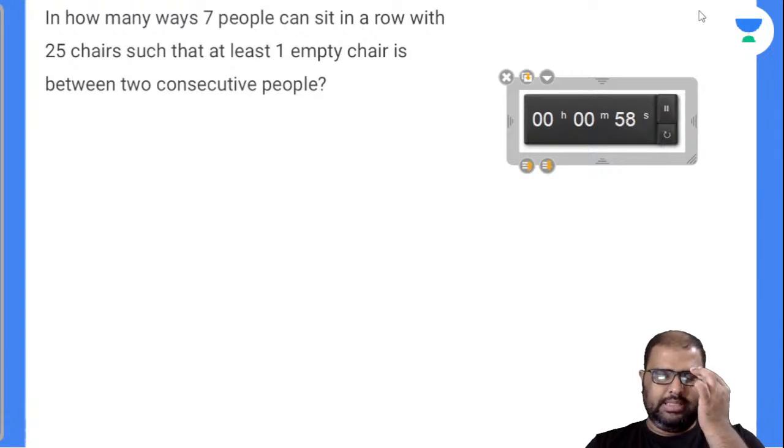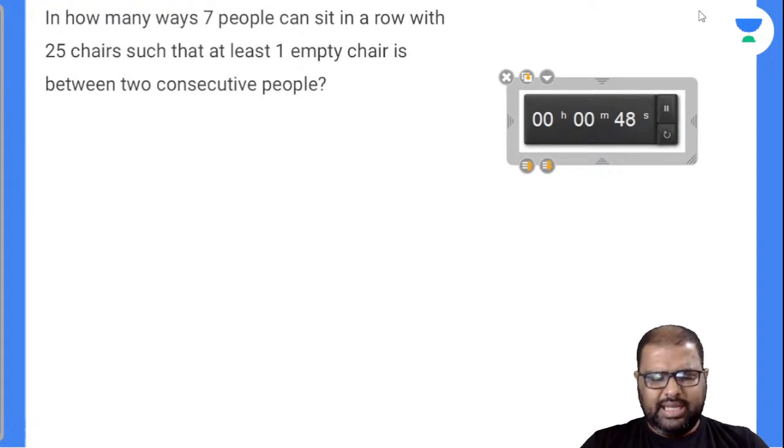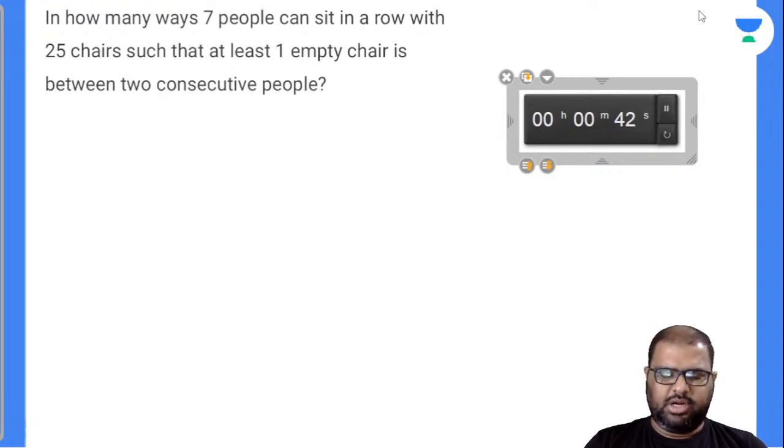In how many ways can 7 people sit in a row with 25 chairs such that at least one empty chair is between two consecutive people? Again, think in a general way. Don't try to do it with formulas. Formulas will not work out here, first of all. 95% of the thing you have to crack with general logic only.